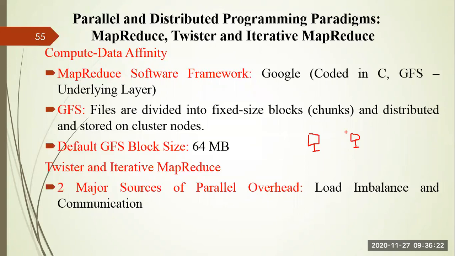So the first problem, or overhead, happens due to this load imbalance. One computer is getting more load, or you are giving two blocks to a single computer and one block to another computer system. Now there is a load imbalance, and that is a problem. The second one is that communication is also a problem. These are the two problems identified as the major sources of the parallel overhead. So what is the solution?